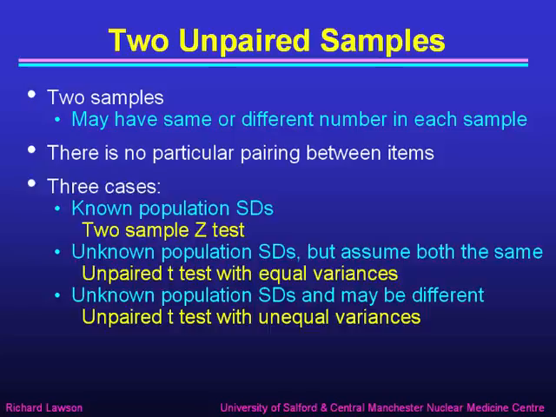There are 3 cases that we'll look at. First of all, if we know the population standard deviations, we'll use the 2-sample z-test. If we don't know the population standard deviations, but we can assume that both are the same, then we can use the unpaired t-test with equal variances. If we don't know the population standard deviations and they may be different, then we use a different version of the unpaired t-test which assumes unequal variances. So we'll look at all 3 of those in this part.